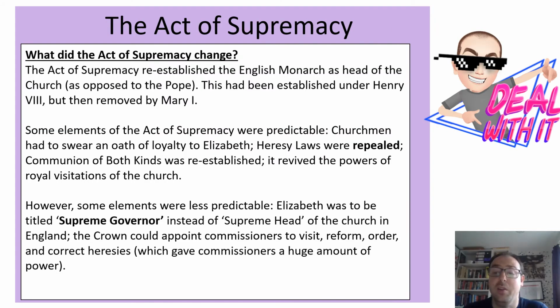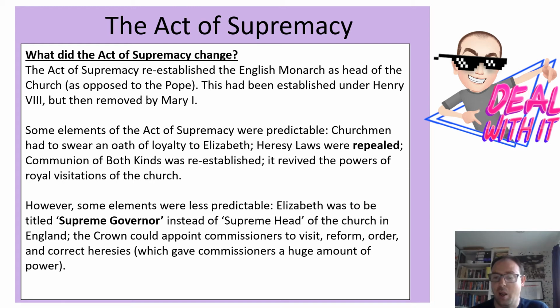So we're going to have a look at the key elements of the religious settlements. The first is the Act of Supremacy. So this re-established the English monarch as head of the church as opposed to the Pope, and this had been established under Henry VIII and kept under Edward, but removed under Mary. So some elements of the Act of Supremacy were predictable.